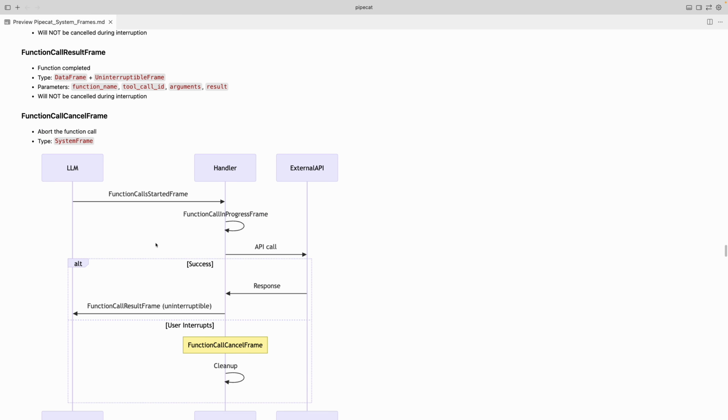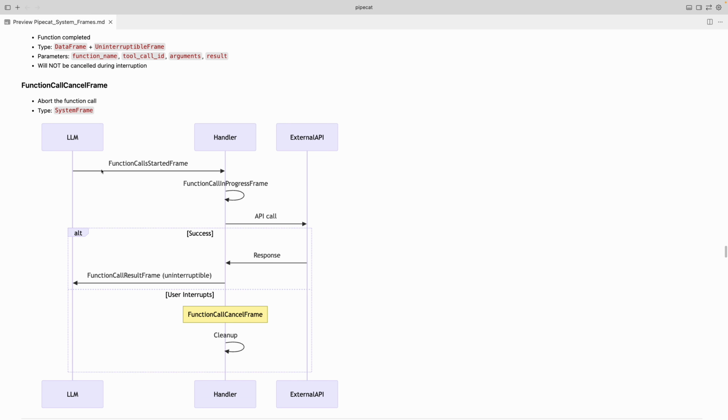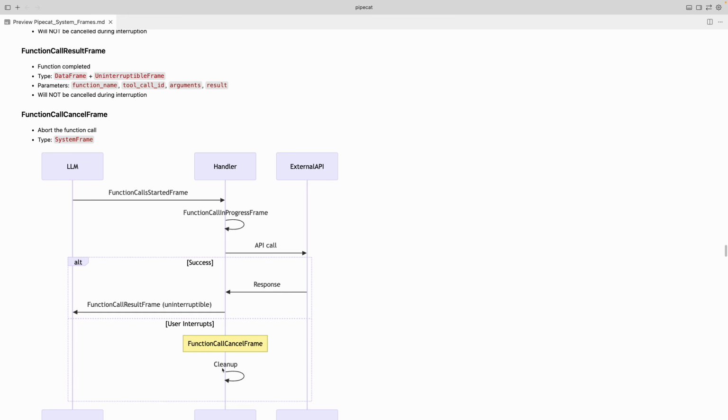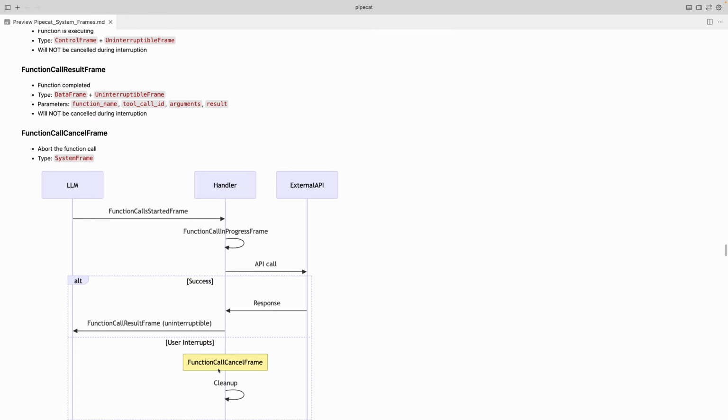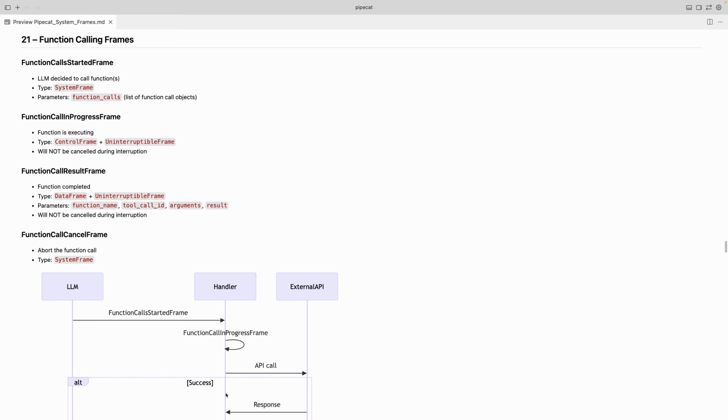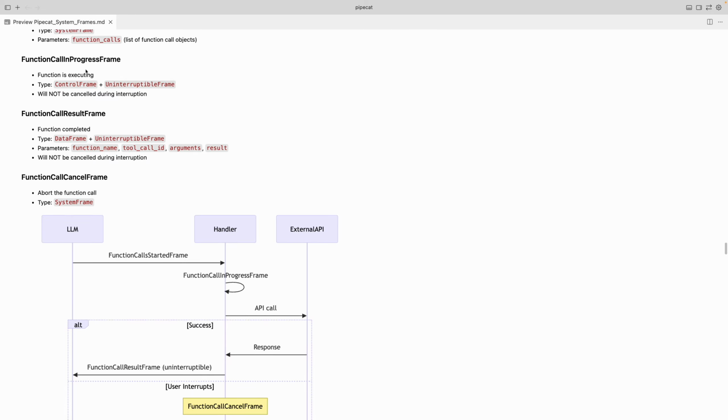So I'm just going to come to this diagram. When the LLM starts the calling, there is the function call started frame, and then the call is in progress. It is making an API call, the response is received, and this is carrying the result. That's why this is the data frame, and function call cancel is again a system frame. So call start and call cancel are system frames, but call in progress is a control frame.